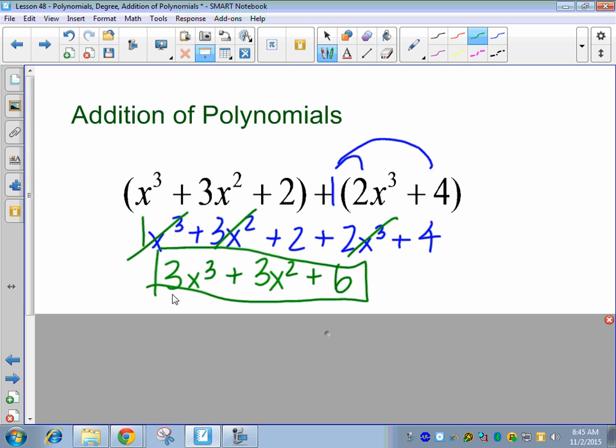How I got this term? So I had this x cubed here, and then I had plus 2x cubed here. So 1x cubed plus 2x cubed gives me 3x cubed. Yeah, just combining like terms.